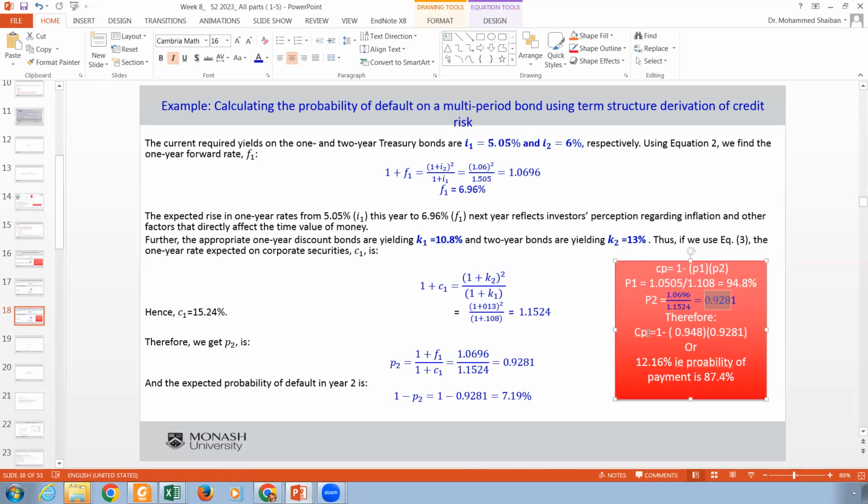And therefore, to get the cumulative, I take 1 minus the probability of defaulting for year 1 times the probability of defaulting for year 2. And I get the probability of defaulting over 2 years to be 12.16, or the probability of payment over 2 years, which is 1 minus the 12.16, or 87.4. This is what we do, it's the assumption of arbitraging, and I think I am done with part 2.